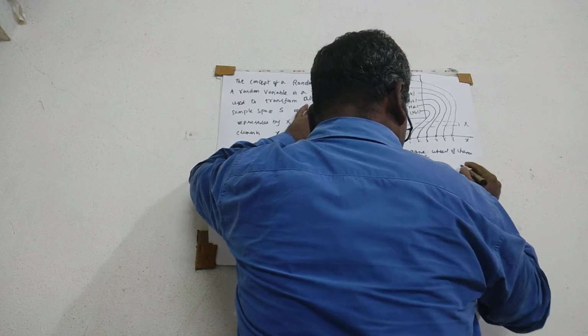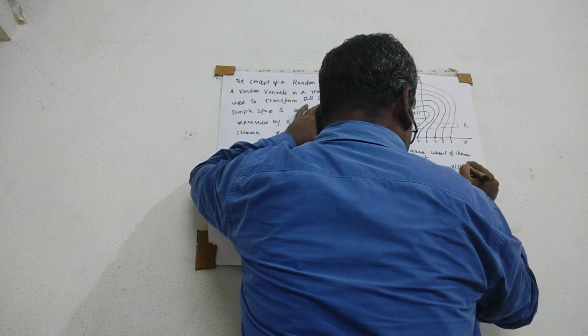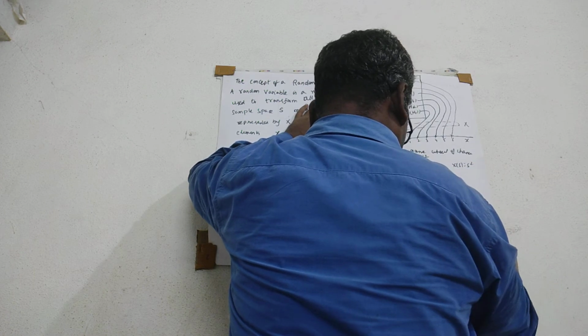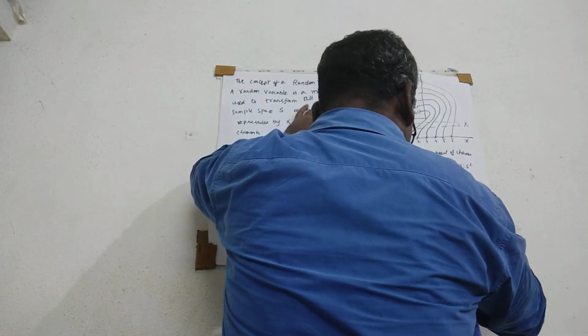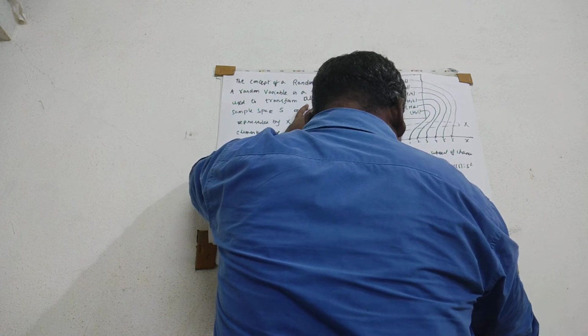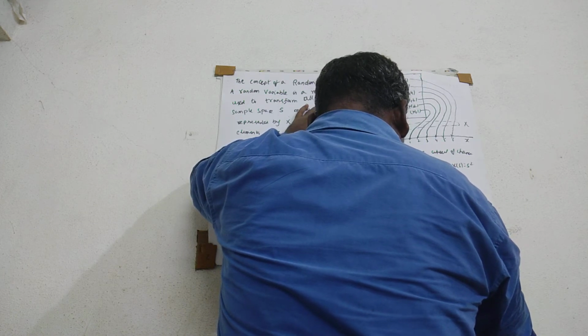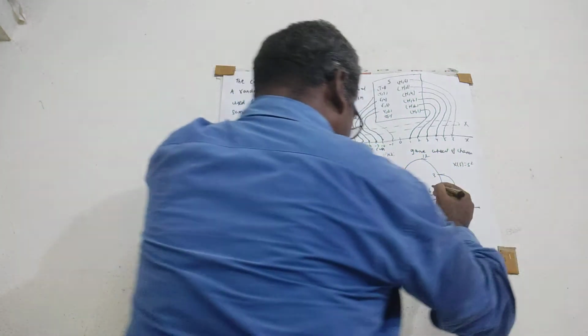If the given transformation function X of s is equal to s square, then substituting the value 3 here, what is that value? Get it by the rule. 3 square. What is the value? This value is 9. What is 6 square?